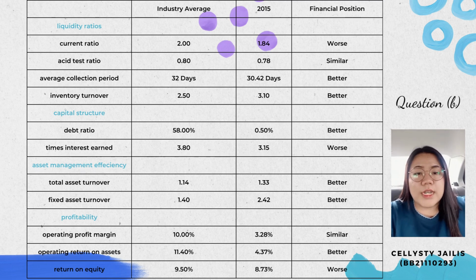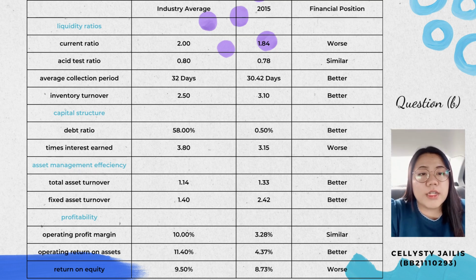For total asset turnover in 2015, it is 3.28%. Meanwhile, in average industry is 10.0%. So, it is better since a higher ratio means the firm is more efficient using its assets to generate sales.